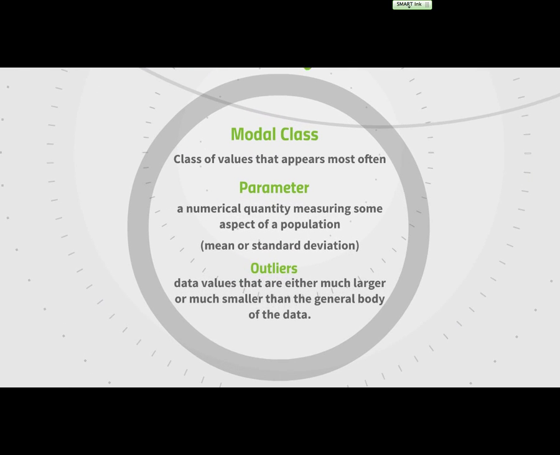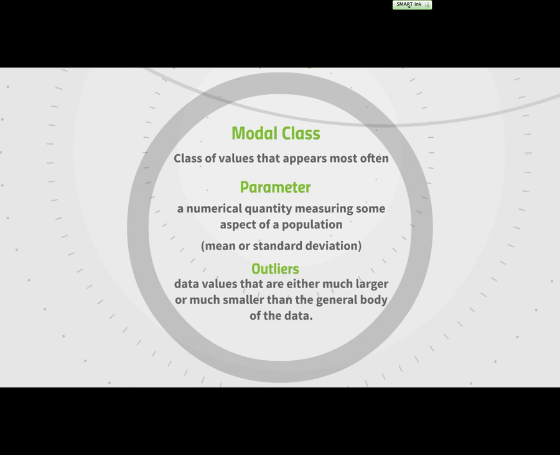All right. The last few vocab words here are modal class. The class of values that appears most often. Have you guys ever heard that before? Like something that appears the most often? What have you guys heard? The mode, right? So when we have that continuous data, it's not just one number, it's that range of values, that interval. So the modal class is the range that happens the most or appears most often.